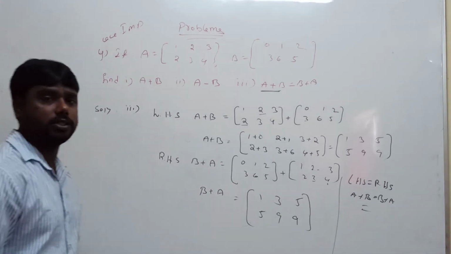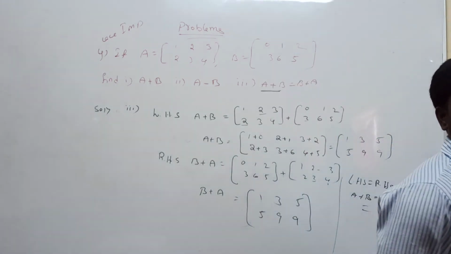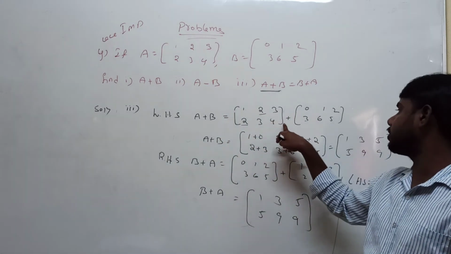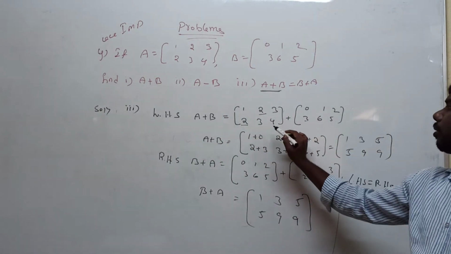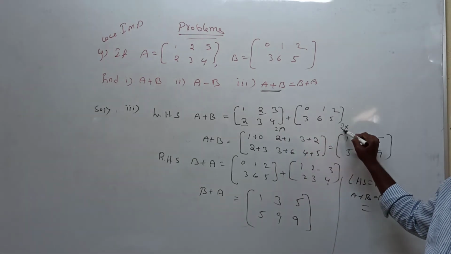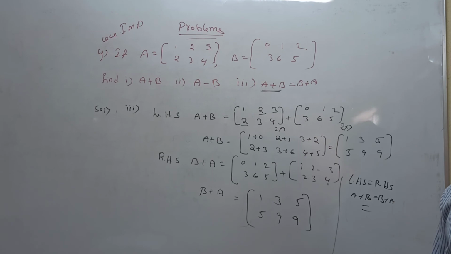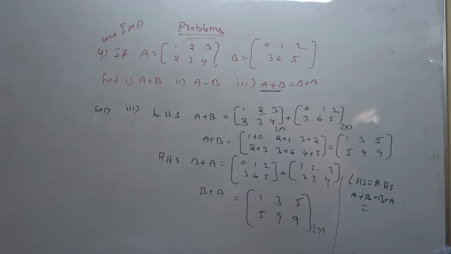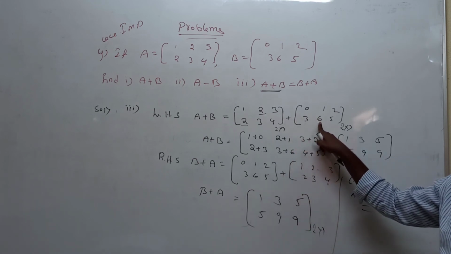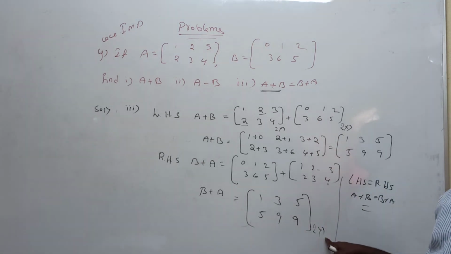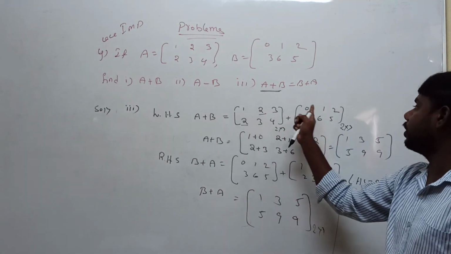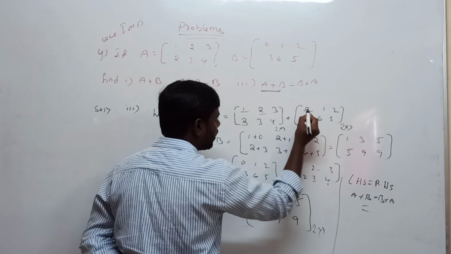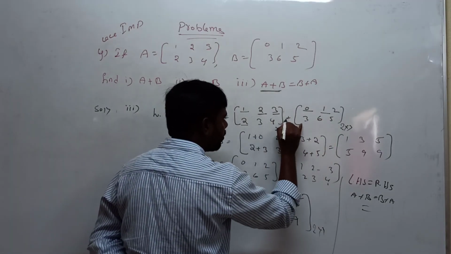Very easy. So what is the definition of addition of two matrices? Let two matrices A and B be of the same order. This matrix order is 2 by 3. This one is also 2 by 3. If A and B are two matrices of the same order, then the sum of the two matrices is also of the same order. So here also 2 by 3. Then we add the corresponding elements. 1 plus 0. We add because of this condition: first element plus first element, second element plus second element, third element plus third element.